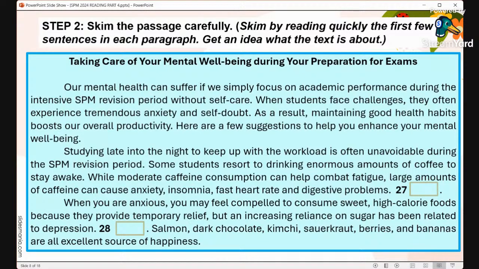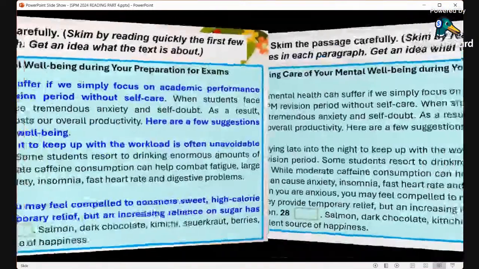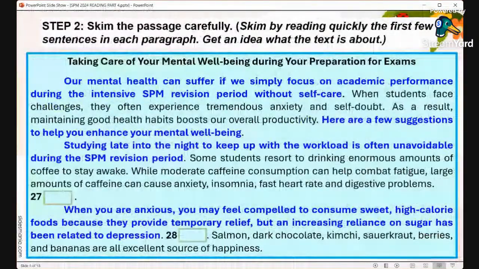Thank you, Haslina. So let's see. For you to skim, this is what I said: you just look at the first sentence and the last sentence. In 27, I didn't underline anything because that's the last sentence, right? So we have to know that this might be the concluding idea for that paragraph.